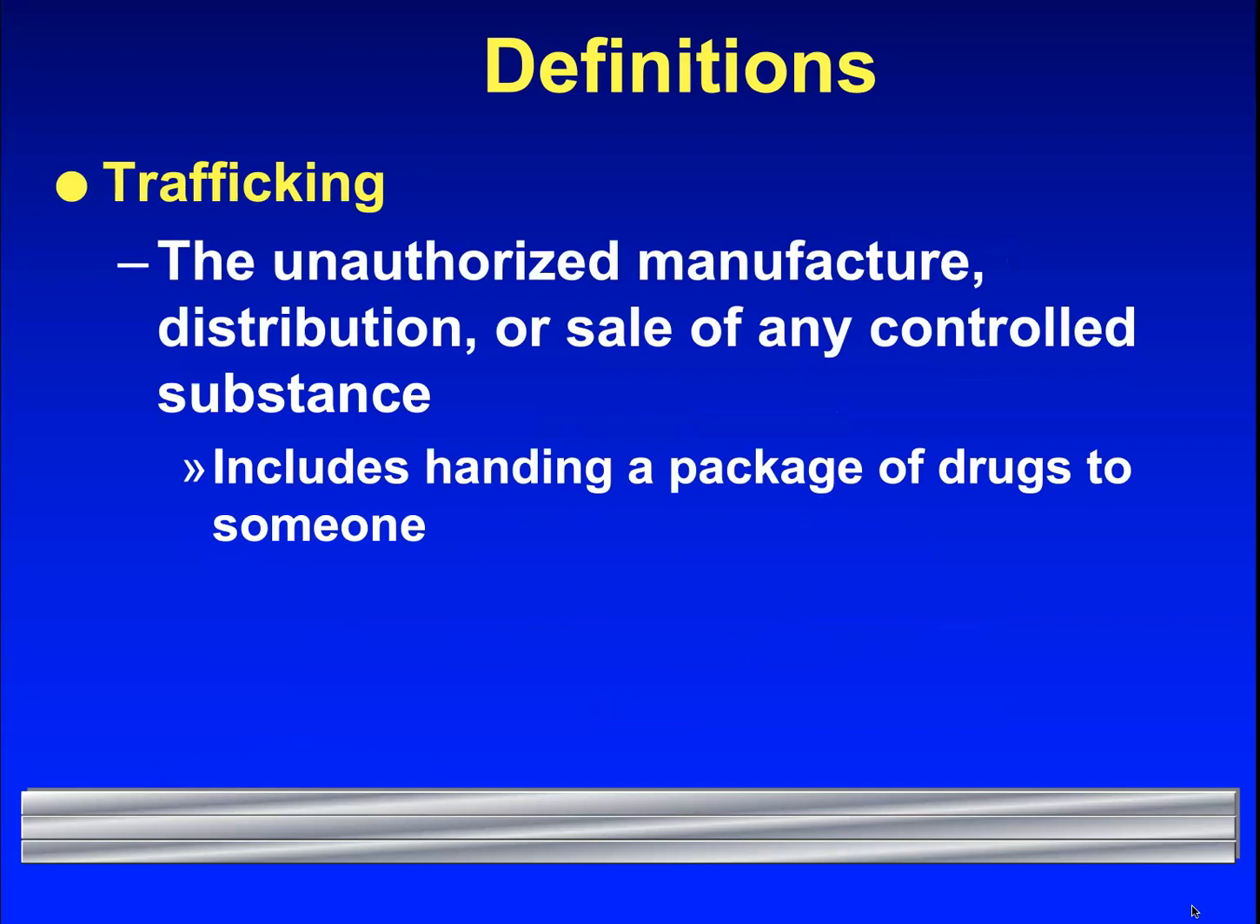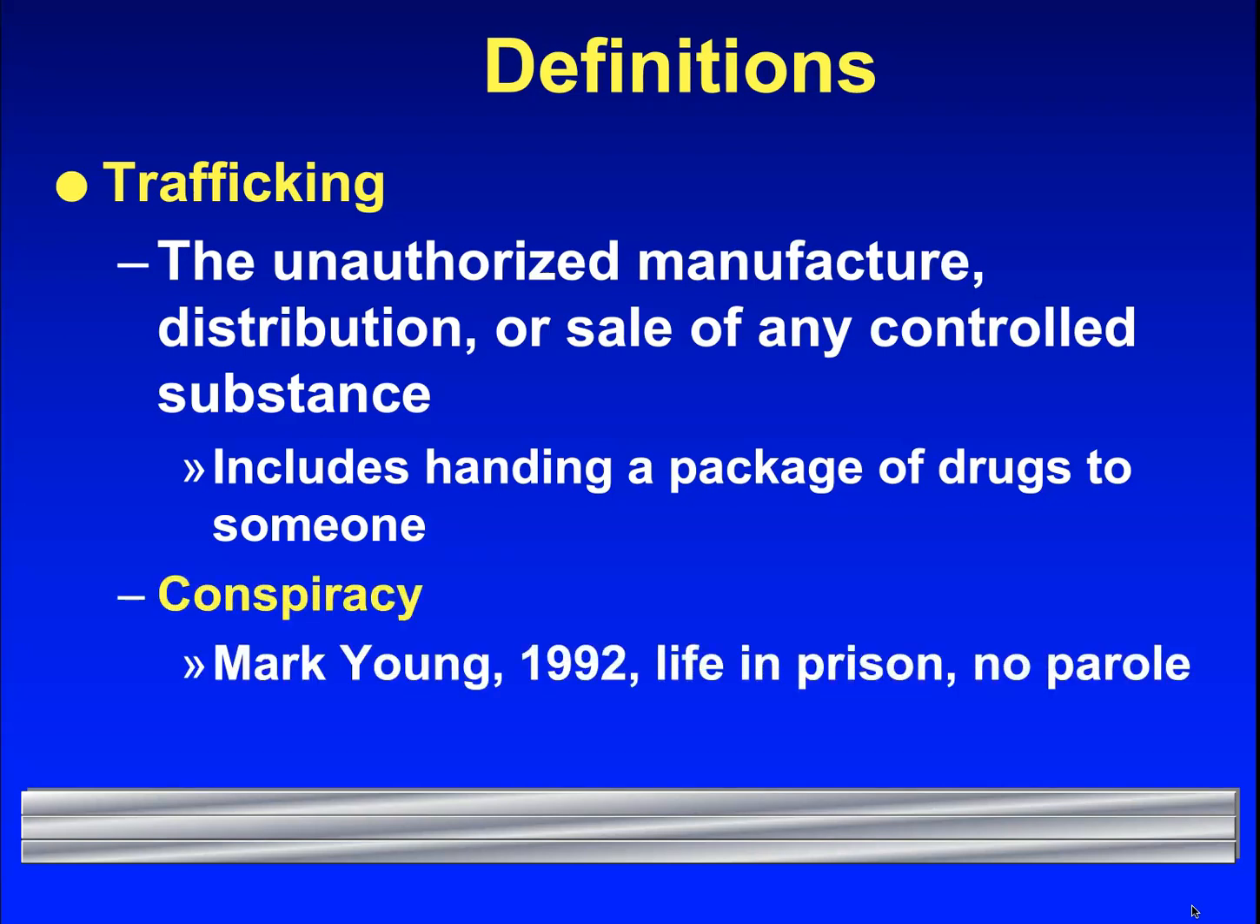Drug trafficking. That's the unauthorized manufacturing, distribution, or sale of any controlled substance. If you simply hand a package of drugs to somebody, that can be considered distribution, even if no money has been exchanged. And this has happened. It can go even farther than that. Mark Young, I think he's still in prison with no possibility of parole. He was convicted of conspiracy of drug trafficking.